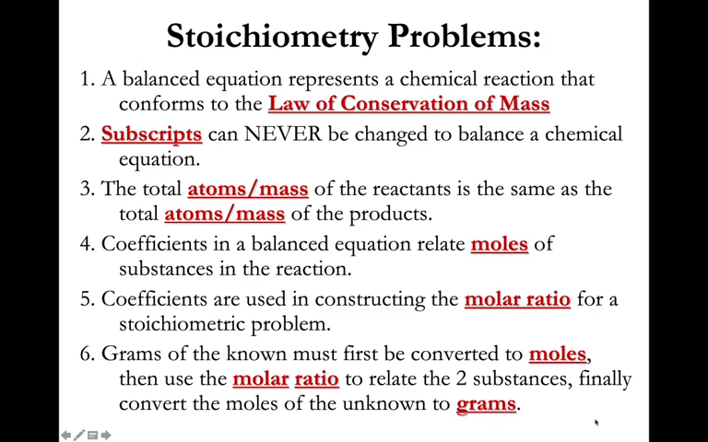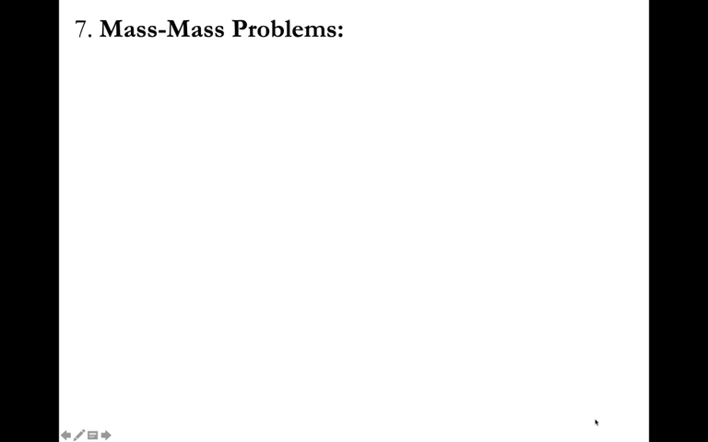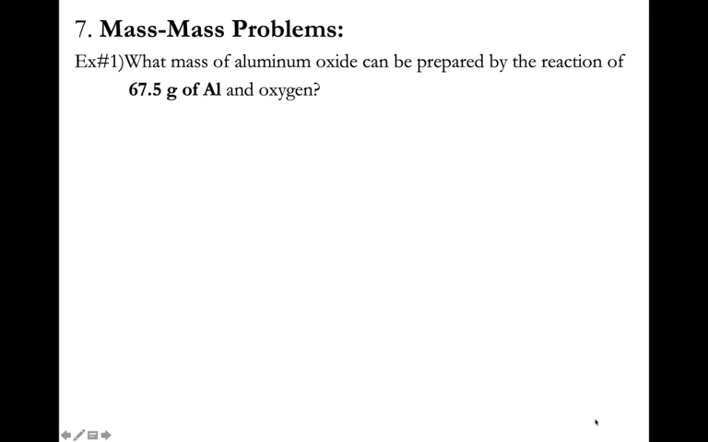In the case of mass-to-mass problems, you would convert to grams. If it was mass to volume, you would convert to volume or to particles or to whatever the question asks. So let's take a look at an example. Let's start off with a mass-to-mass problem. The question says, what mass of aluminum oxide can be prepared by the reaction of 67.5 grams of aluminum and oxygen?